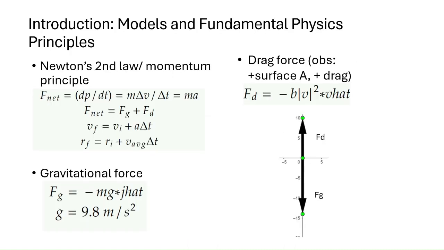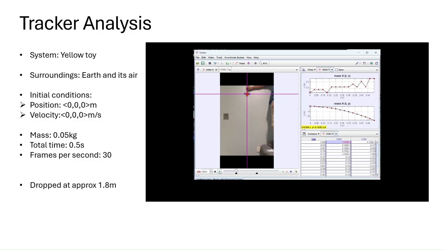For some introductions, for the models and fundamental physics principles, we use Newton's second law, or the momentum principle, with those equations, from which we can derive the net force for the updated velocity and updated position. We use the gravitational force, with gravitational acceleration as 9.8 meters per second squared, and we also use drag force, which is minus b times the magnitude of v squared times v hat. The more surface area an object has, the more drag it has, and that's a drawing showing how the drag force counters the gravity.